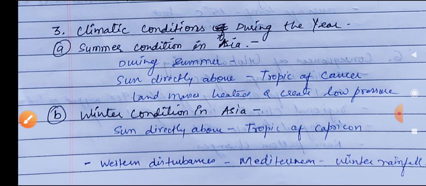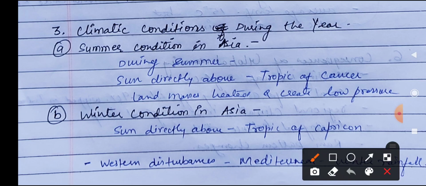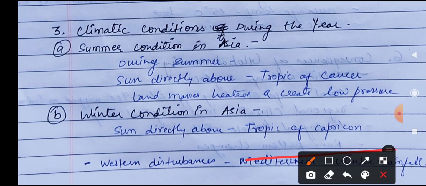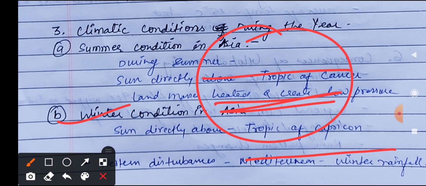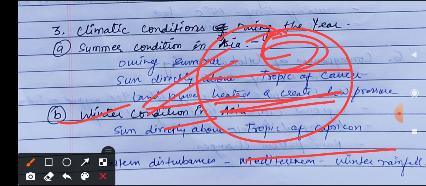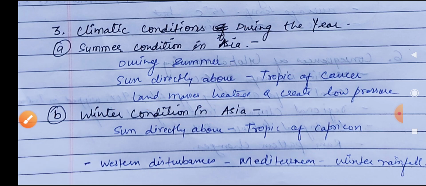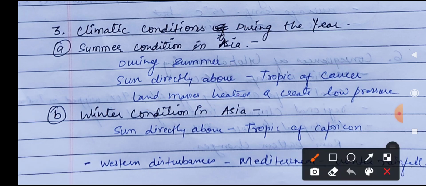Same like that in the winter condition, the sun is directly on the Tropic of Capricorn. So here they are not getting direct sunlight, because of that they experience very low sunlight, and because of that it experiences a very extreme cold condition, and this is also the reason for the changing of seasons.